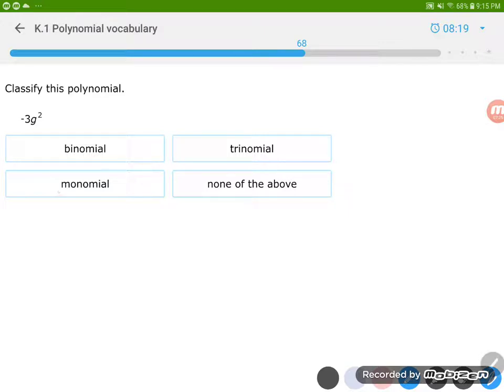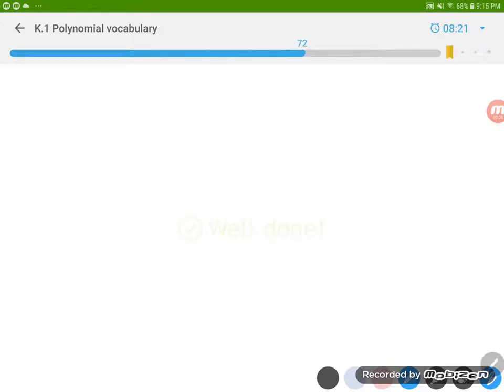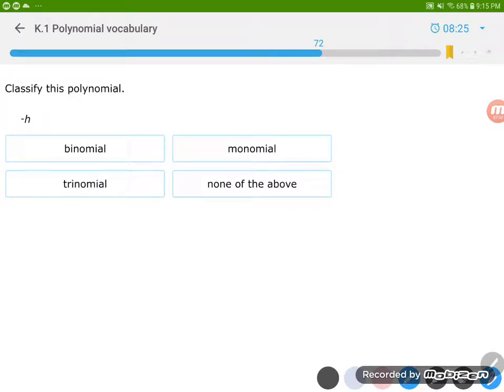You probably already know monomial. A monomial is just going to mean 1. This just means one term. A binomial is going to mean 2 terms.